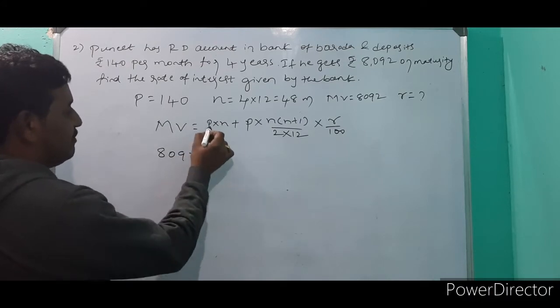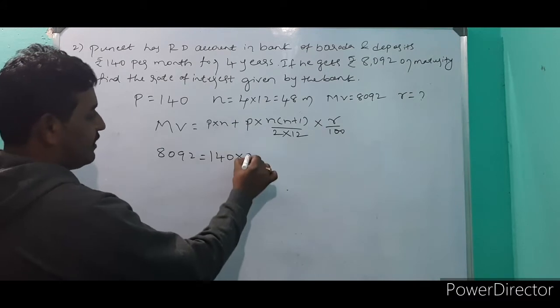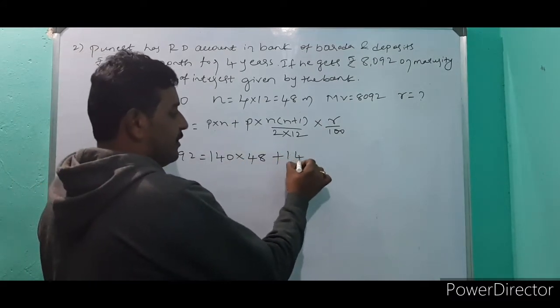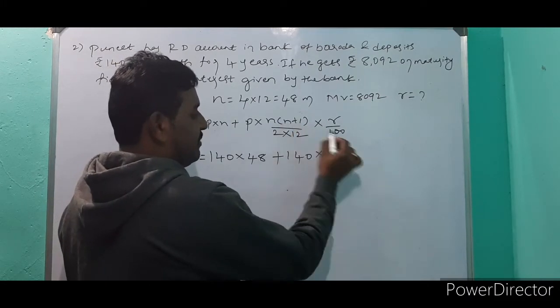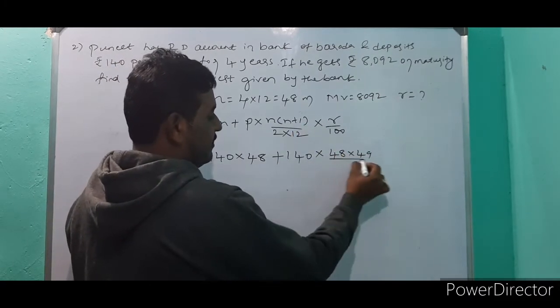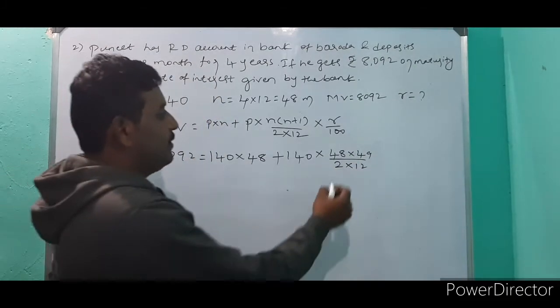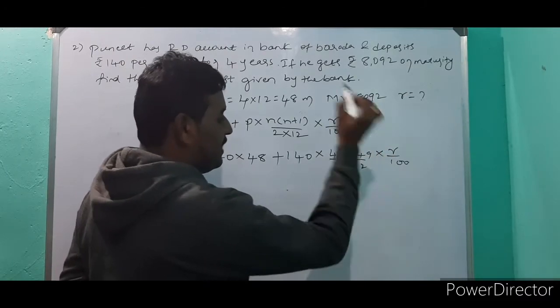8092 they are given. P is 140, N is 48 months. Plus P 140 into N 48 into 48 plus 1, 49. I'm writing the step directly. 2 into 12 into R. The R value we want to find, keep R value as it is.